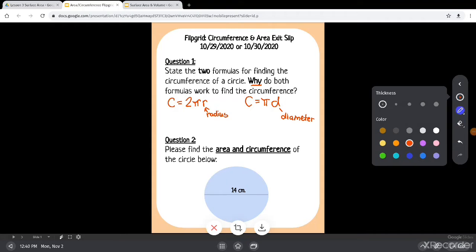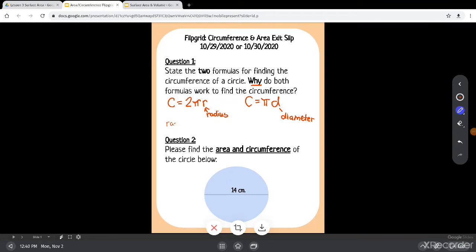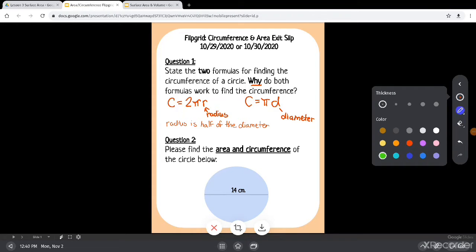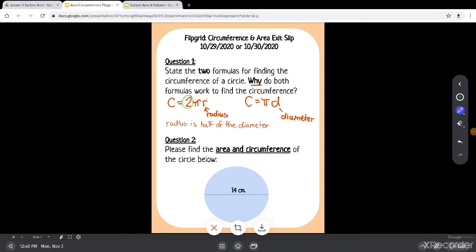We wanted you to tell us that the reason why both of these work is because the radius is half of the diameter. We wanted you to point that out because the reason for us having these two formulas and why they both work is because when we multiply 2 times the radius, that equals the diameter, which we have over here. Knowing that the radius is half the diameter, when we multiply it by 2, we get the diameter. So this is what we were looking for.